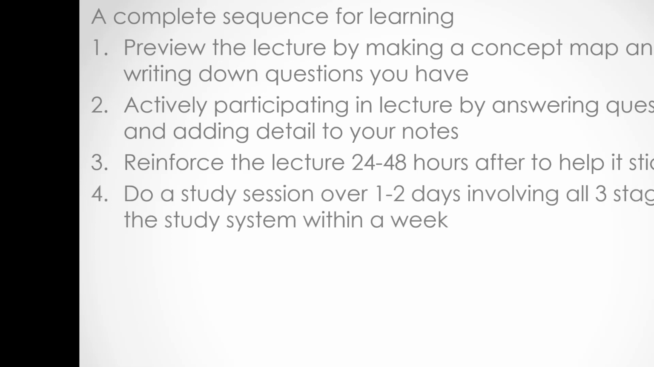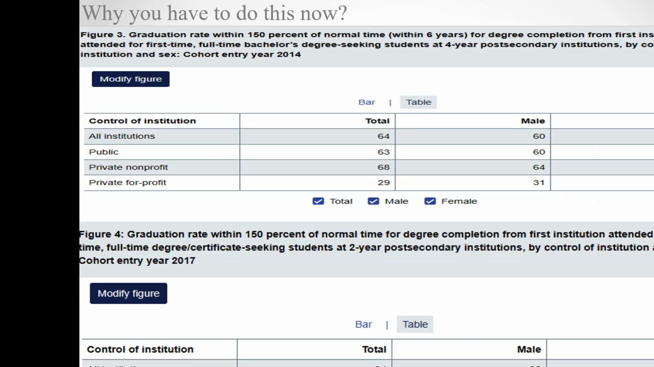Do a study session over 1-2 days involving all 3 stages of the study system within a week. So you ideally want to do all 3 stages within a week on a topic. Stage 1, 2, and 3. Stage 1 you're usually going to do before a lecture. Stages 2 and 3 you're usually going to do as part of completing homework, ideally. So you're going to get all 3 sessions pretty easily. It's not going to be complicated.